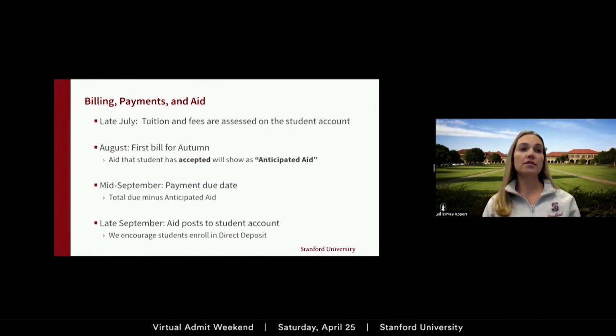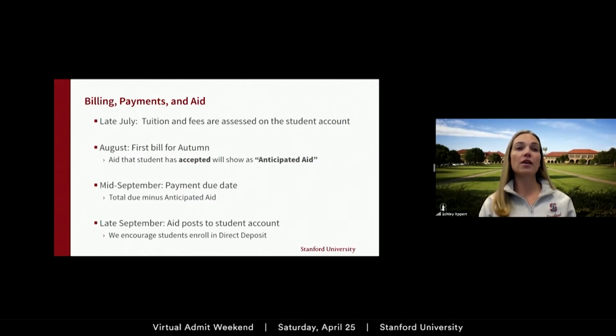In August, the first autumn bill will be sent outlining charges, payments, and any aid that is in the account's activity. Please note, anticipated aid will be detailed as anticipated aid, meaning the student can expect it to post at a future disbursement date.